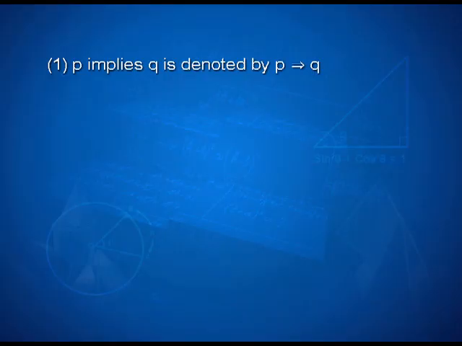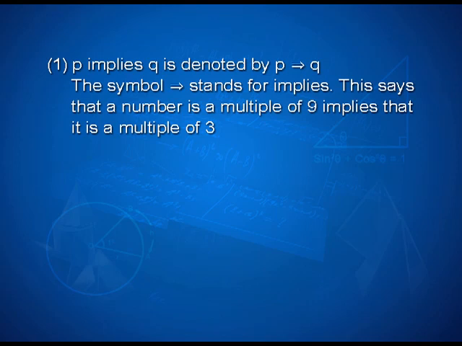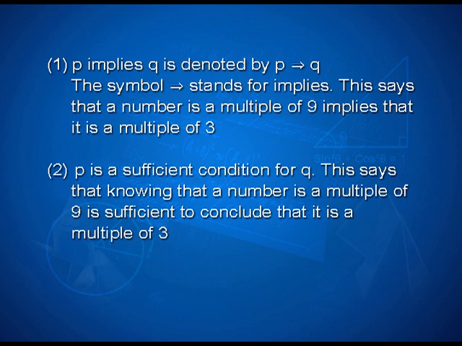First, P implies Q, denoted by P ⇒ Q. The symbol ⇒ stands for implies. This says that a number is a multiple of 9 implies that it is a multiple of 3. Second, P is a sufficient condition for Q. This says that knowing that a number is a multiple of 9 is sufficient to conclude that it is a multiple of 3.